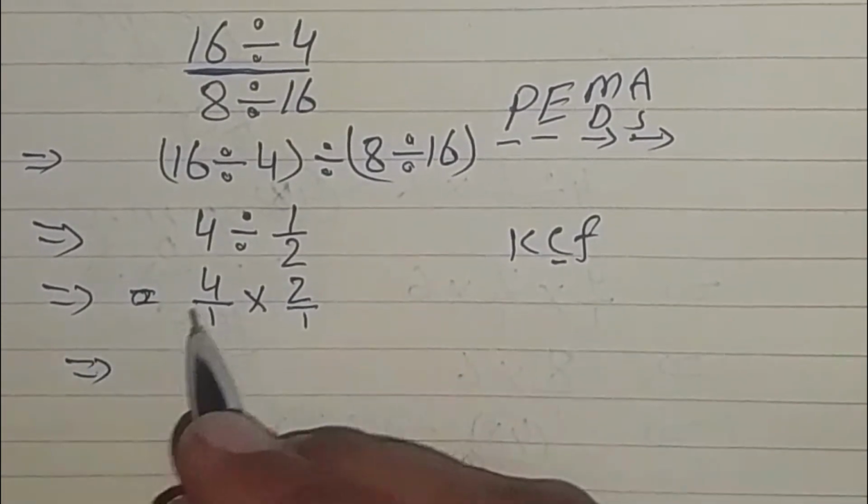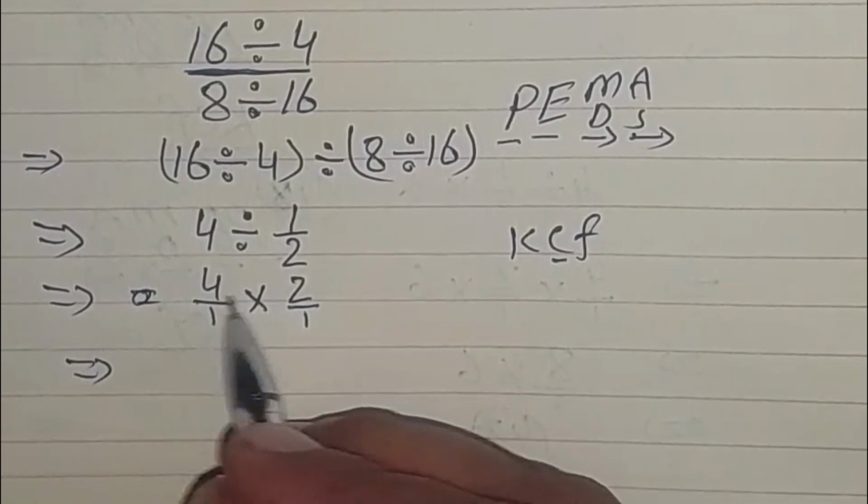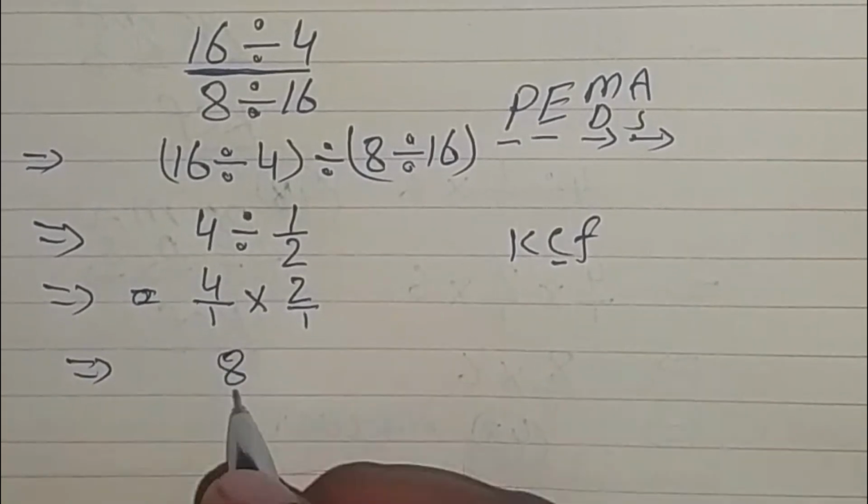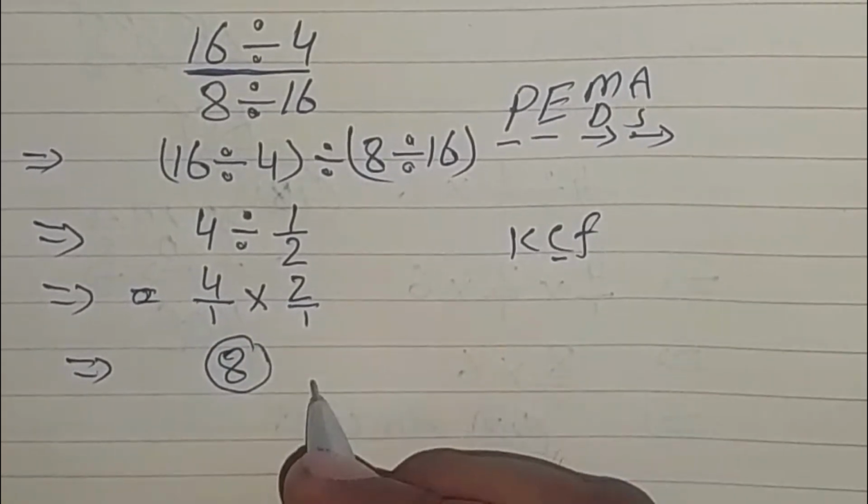So the equation becomes 4 times 2 gives us 8. Now the final answer is 8.